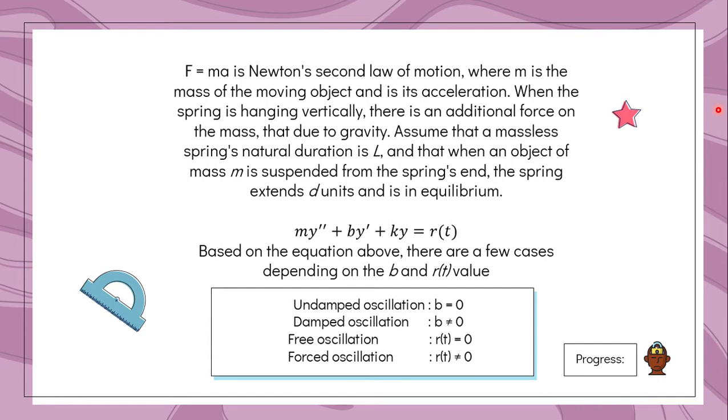my double prime plus by prime plus ky equals r(t). Based on the equation above, there are a few cases depending on the b and r(t) values: undamped oscillation is b equals 0, damped oscillation is b not equal to 0, free oscillation is r(t) equals 0, and forced oscillation is r(t) not equal to 0.